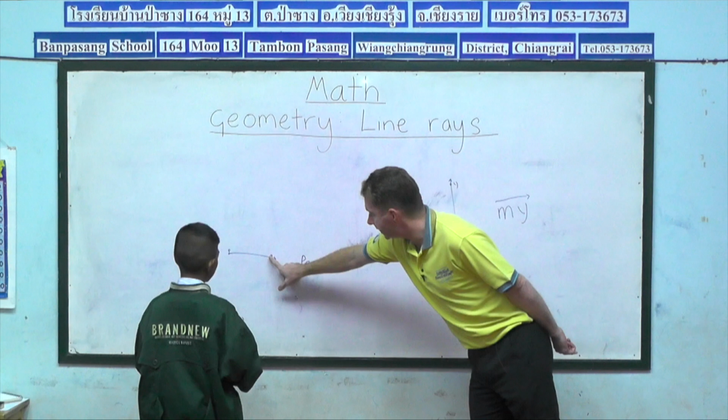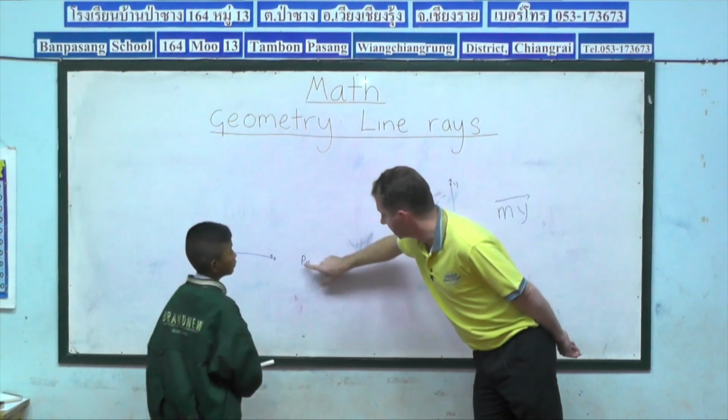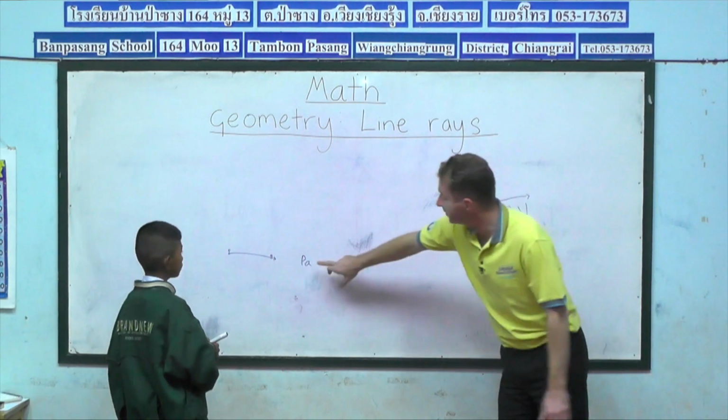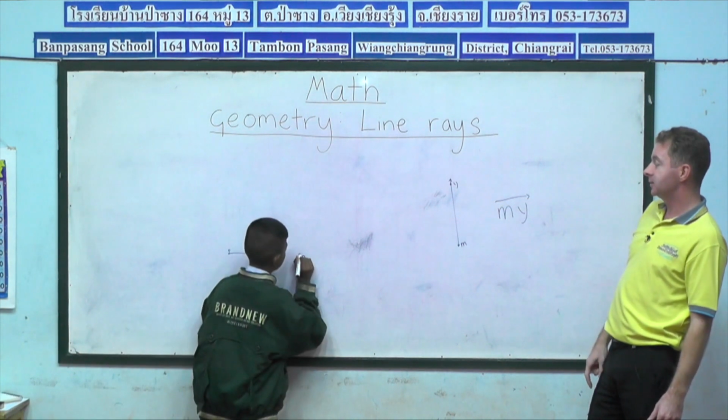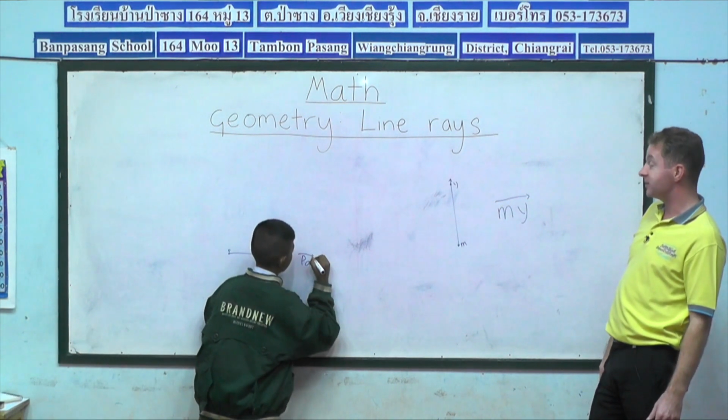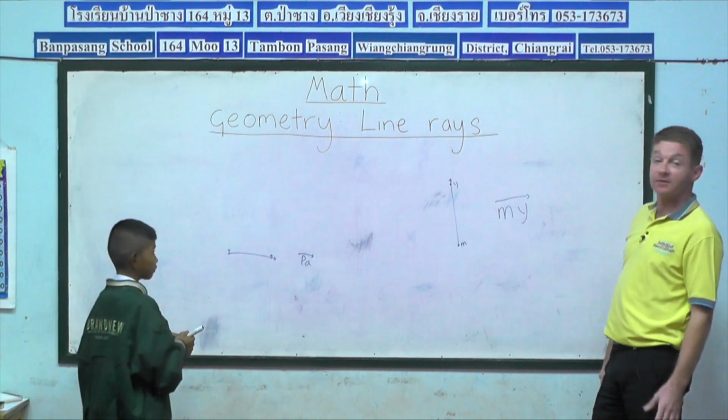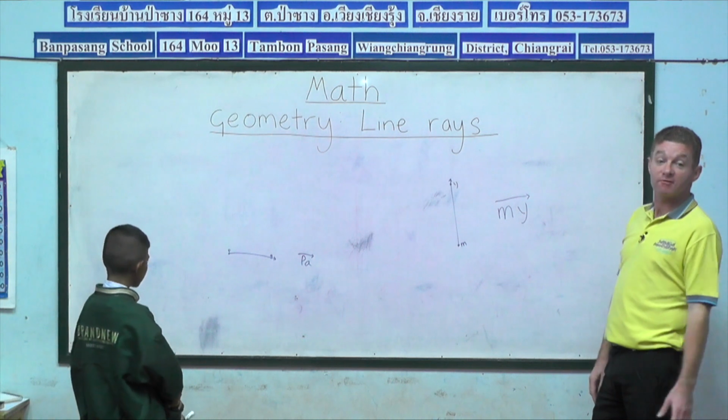Is it PA or PQ? PA, okay, oh sorry, it's PA. So next what we need is our line and the arrow over the second letter, PA. Pat, that's excellent. So now we can see our two different line rays.